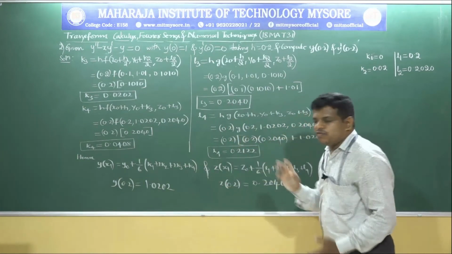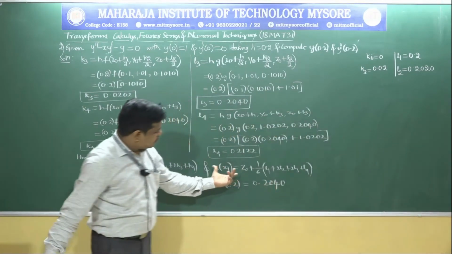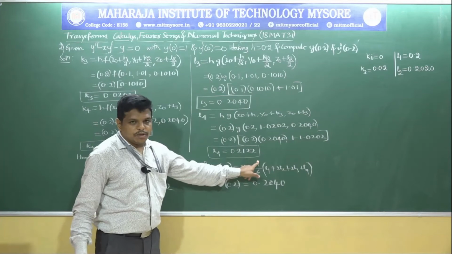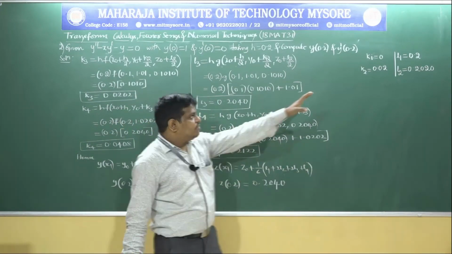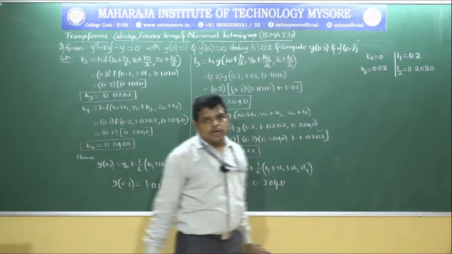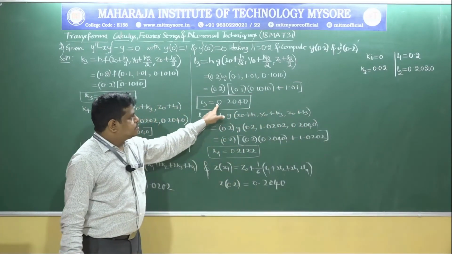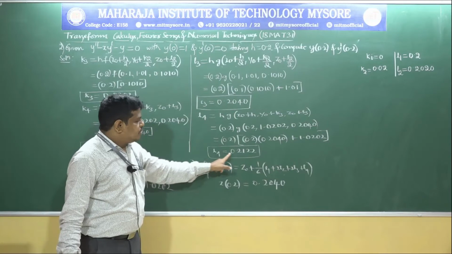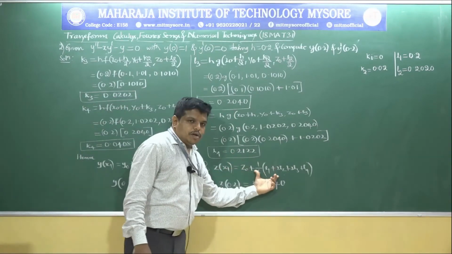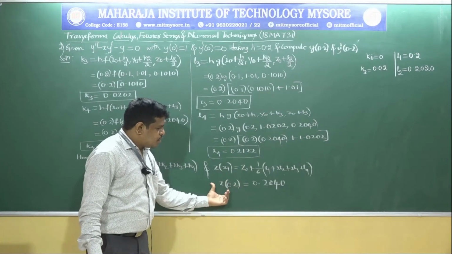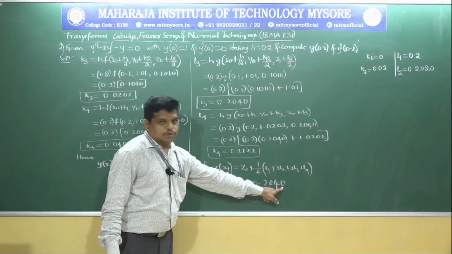Similarly, in order to find z of 0.2, the next formula is given by z0 plus 1 by 6 (L1 plus 2L2 plus 2L3 plus L4). Next, L1 value is 0.2, L2 is 0.2020, L3 is 0.2040, L4 is 0.2122. Substituting all these values in this formula and simplifying, we get z of 0.2 equals 0.2040.